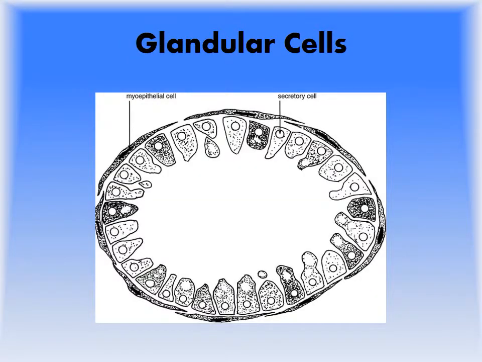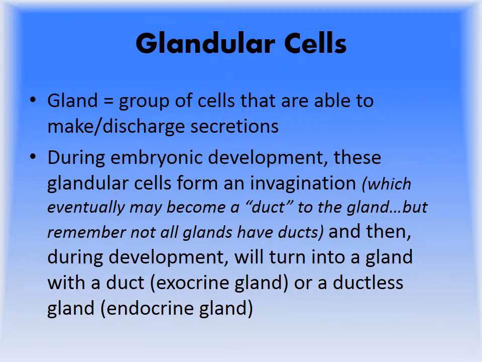This here is a glandular cell. So this is a type of epithelial cell, like I said, that's not squamous, it's not cuboidal, and it's not columnar. It is glandular. So it actually forms a gland, and you can appreciate that thanks to this picture. So if we just talk about a gland itself, what is it? It's a group of cells that are able to make and discharge a secretion. And guess what kind of cell those are? Those are epithelial cells.